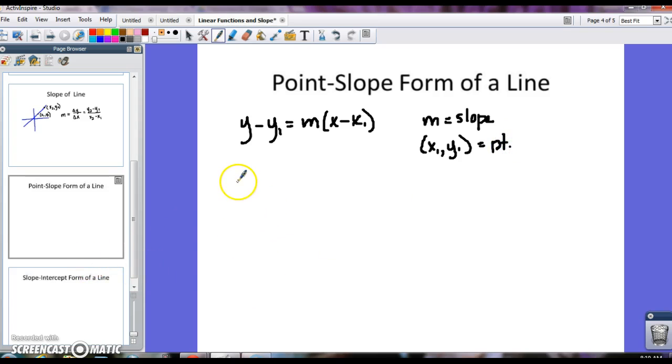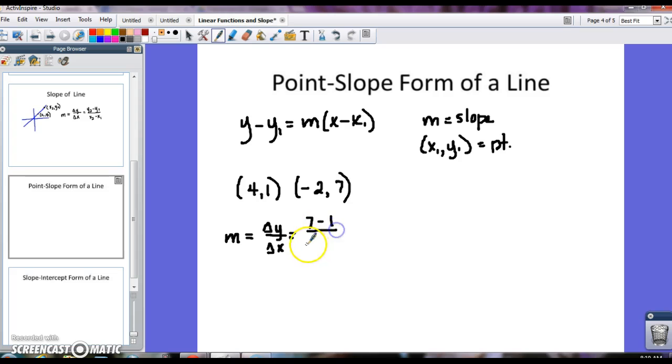So for example, if I have the points 4, 1 and -2, 7. Okay, so if those are my points, my slope, remember, is change in y over change in x, which would give me 7 minus 1 over -2 minus 4, and that would give me 6 over -6, which reduces to -1. And now for point slope form, it doesn't matter which point we use because the final outcome would be exactly the same.